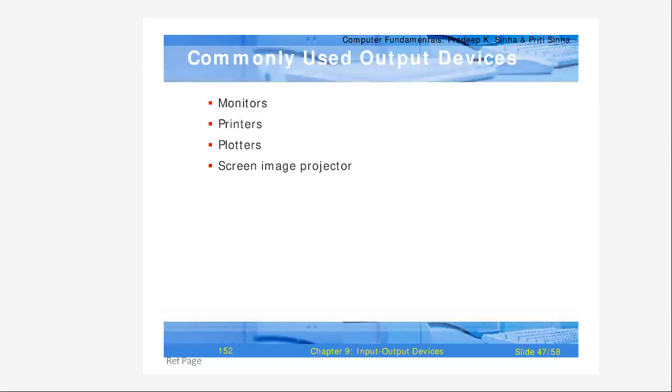Okay, so let's go with the output device. So commonly used output device is the monitor. We popularly use the monitor as an output device. And next we are using printers, plotters, screen image projector, web camera. So most of the devices are related to the output devices. But here I will only discuss the important devices which are mostly used. Okay.